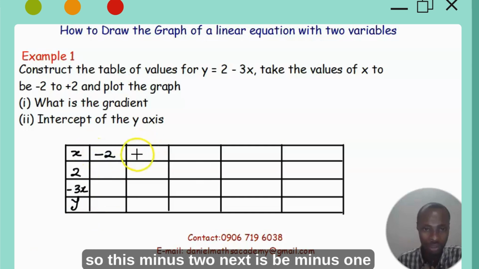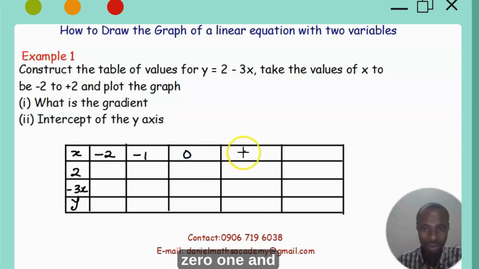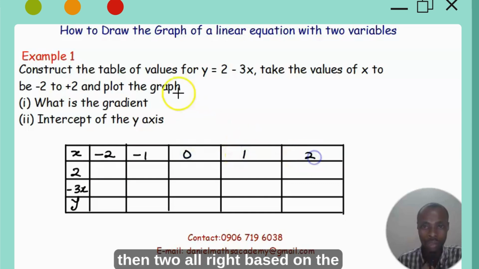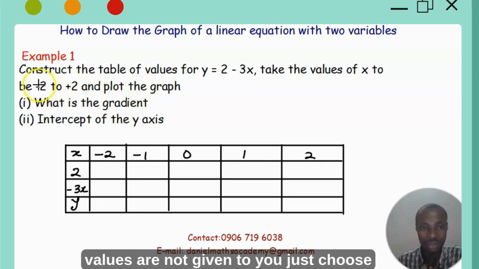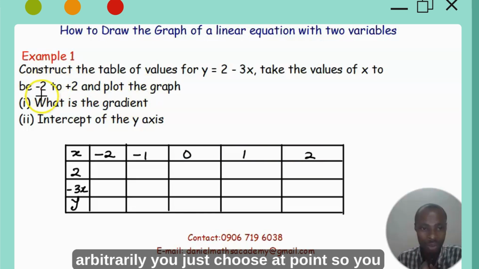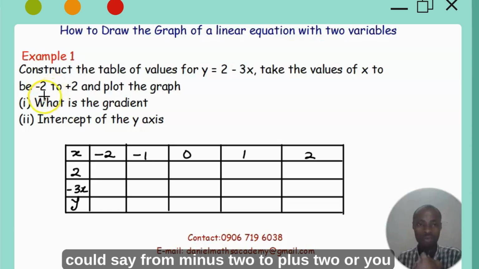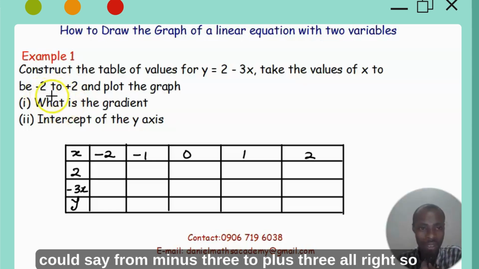So this is minus 2, the next is going to be minus 1, 0, 1, and then 2, based on the parameters that were given to me. In case these values are not given to you, you could just choose arbitrarily. You could say from -2 to +2, or you could say from -3 to +3.